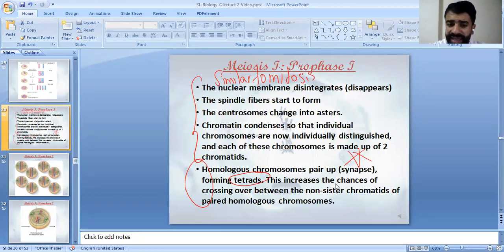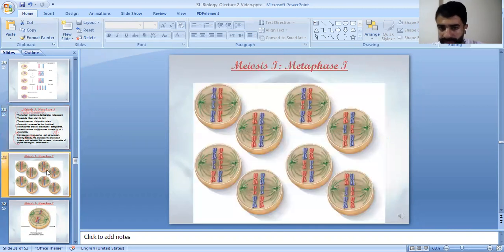The only difference is that the homologous chromosomes synapse. The meaning of synapse is that they pair up. For example, they pair up forming what's known as tetrads. Tetrads, we have 1, 2, 3, 4, so they are called tetrads. This increases the chance of crossing over between the non-sister chromatids.